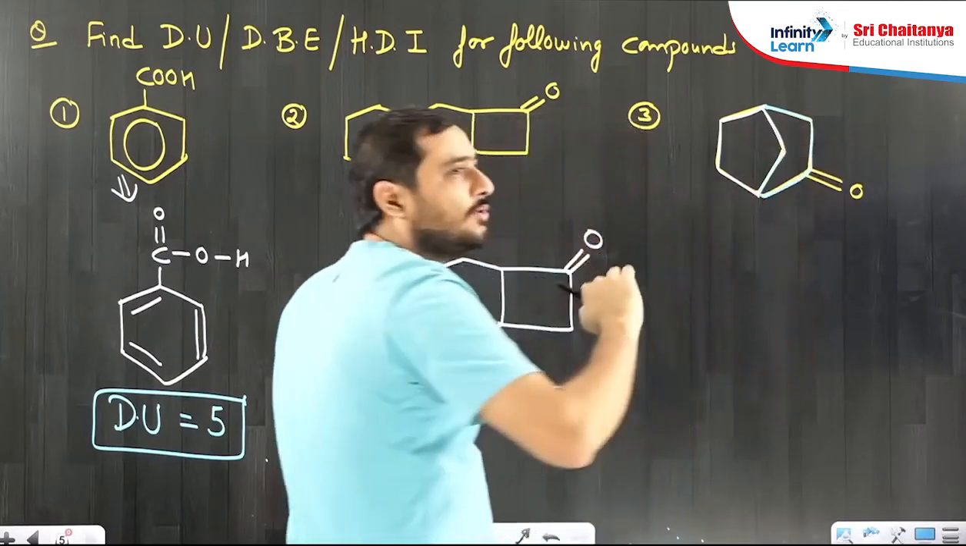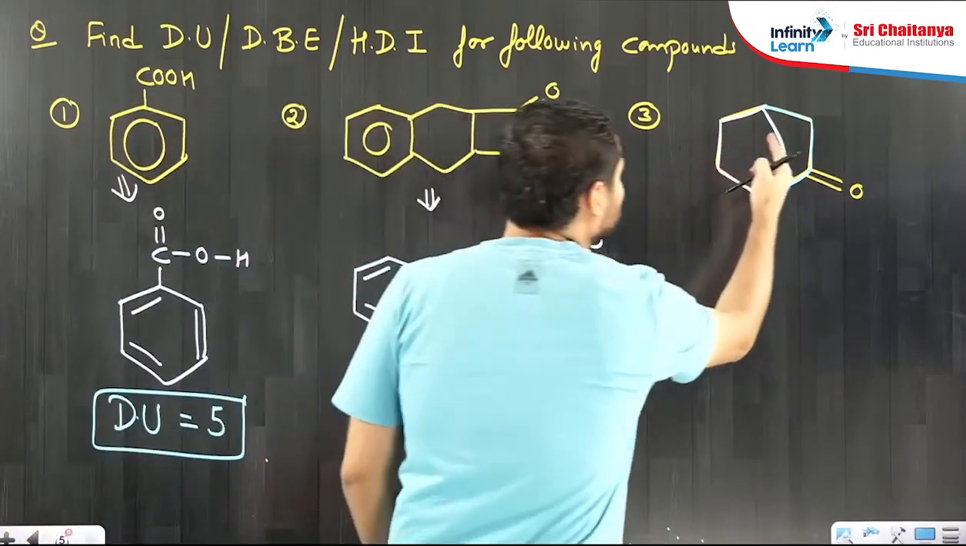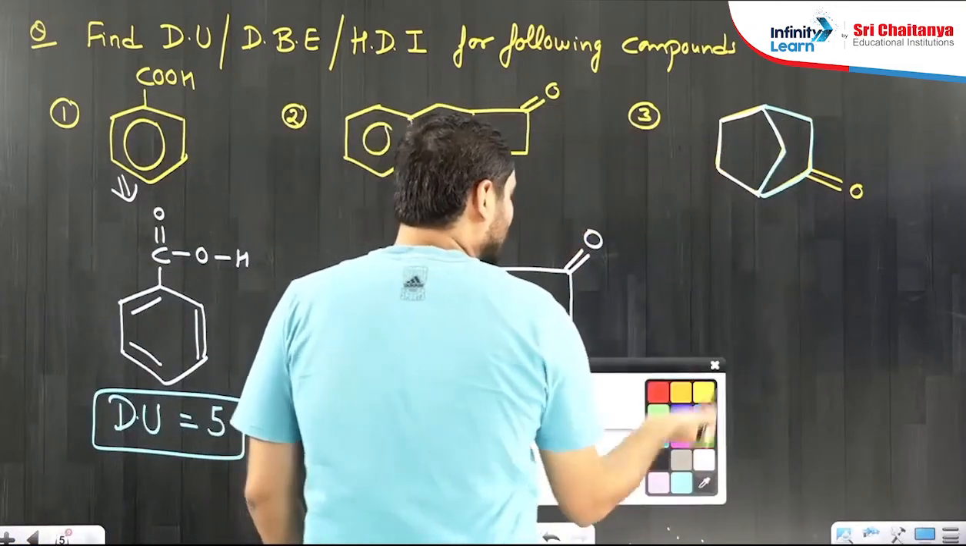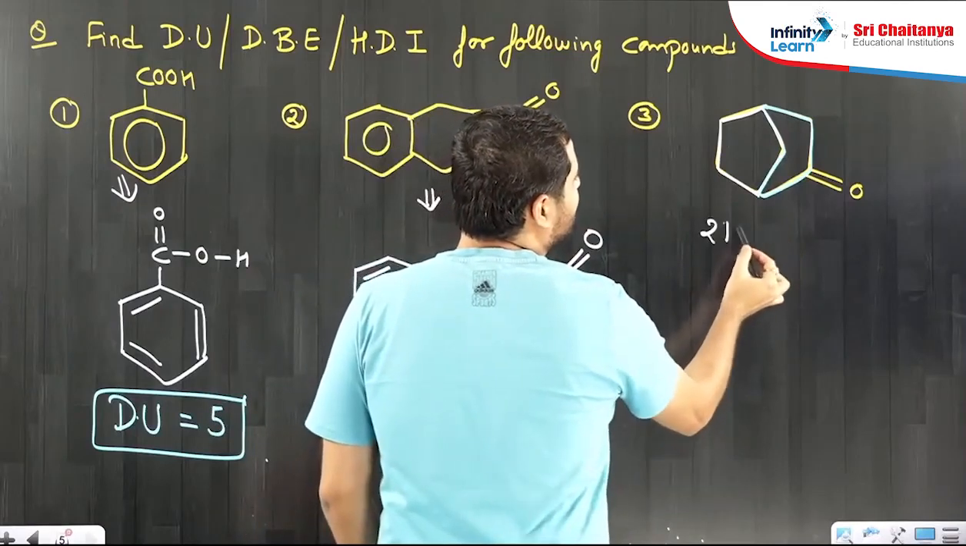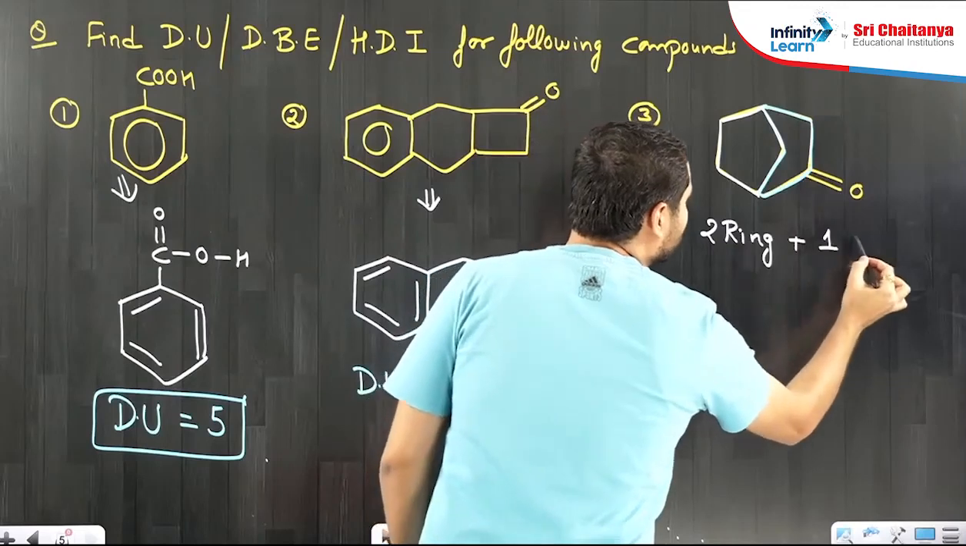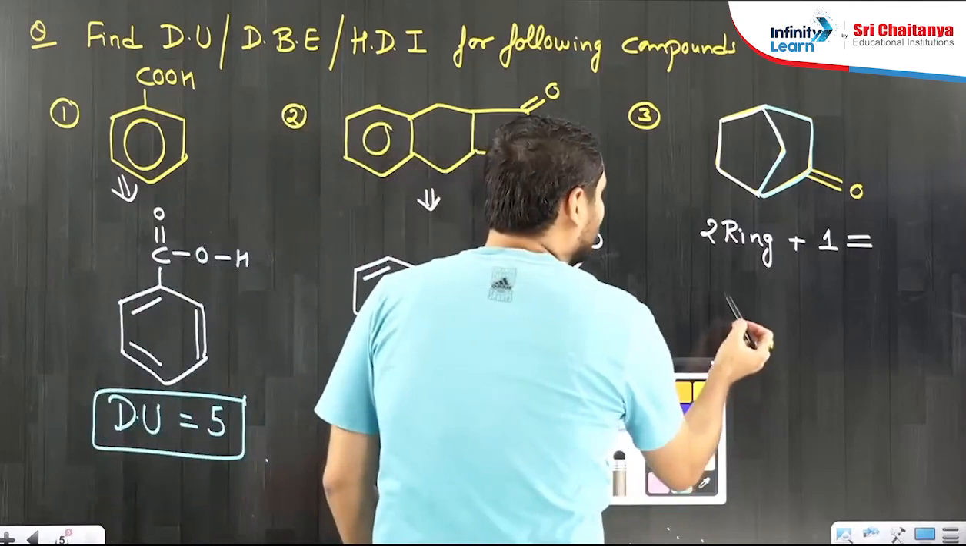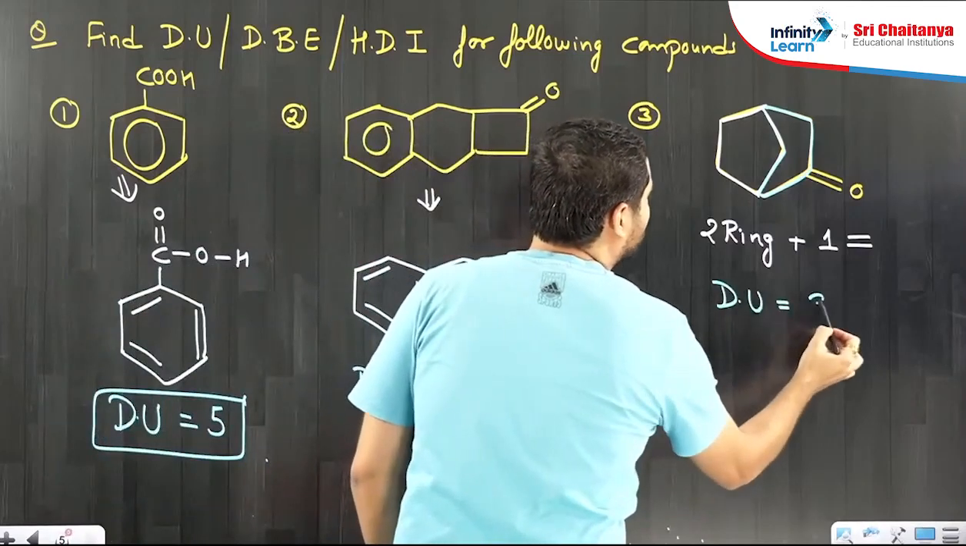These types of compounds are called bicyclo compounds. So how many rings are present in total? Two rings are present. So in this question, how many rings are present? Two rings. How many double bonds are present? Only one double bond is present. So now what is the total degree of unsaturation? Degree of unsaturation will be 2 plus 1, which is 3.